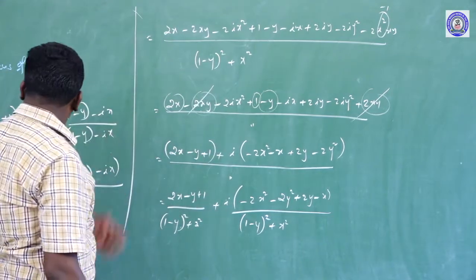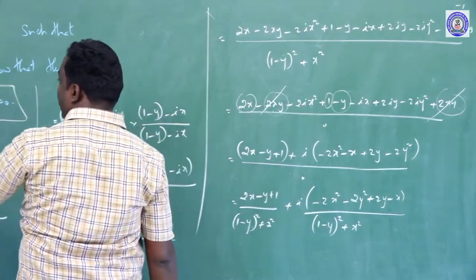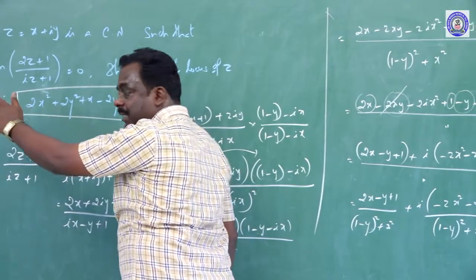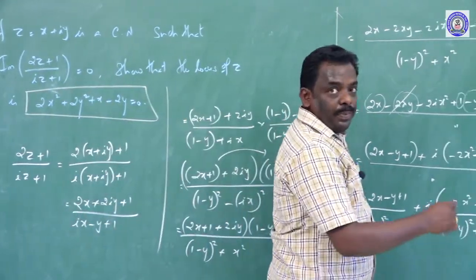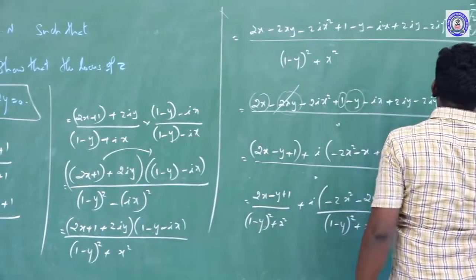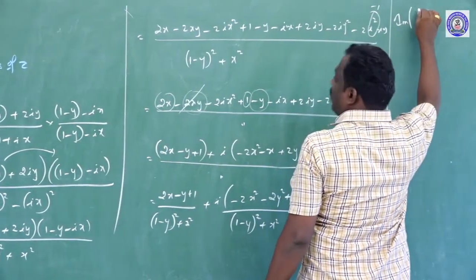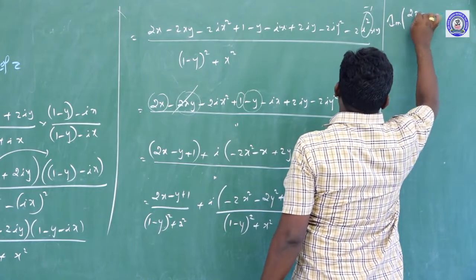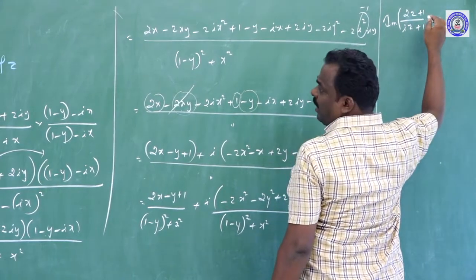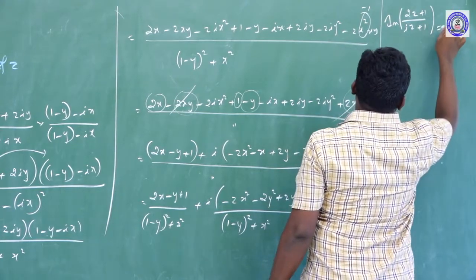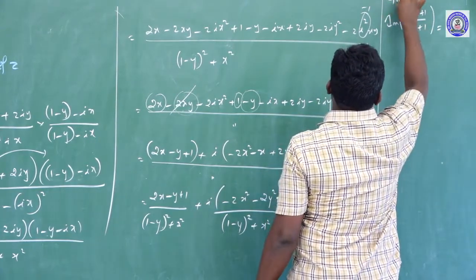Now what is given? It is given that the imaginary part of the expression is equal to 0. Therefore, the imaginary part of (2z + 1)/(iz + 1) is equal to 0. It is given in this question.